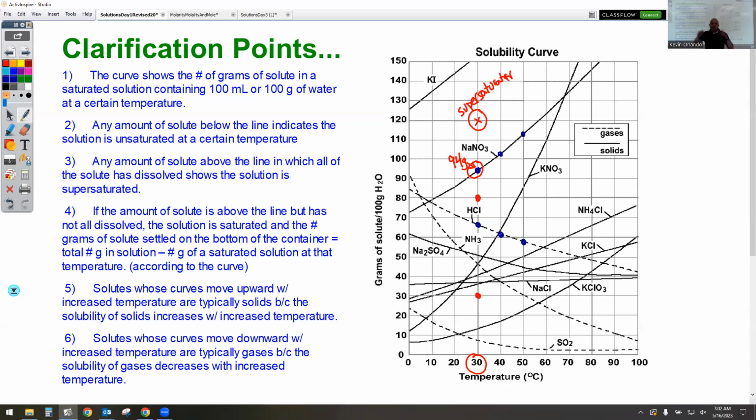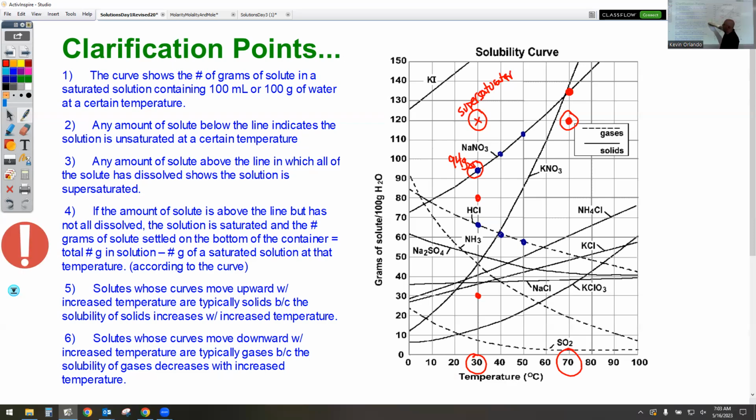Now, notice that that supersaturated point is also temperature dependent, because if I move further to the right and I increase temperature, so let's say I'm talking now about 70 degrees. If I dissolve 120 grams of sodium nitrate at 70 degrees, now I'm below the line. The line for sodium nitrate when I reach 70 degrees is now way up here. So this point of 120 is actually now creating an unsaturated solution. So whether you have a saturated solution or an unsaturated solution or a supersaturated solution is completely dependent on the substance that you're talking about and what temperature you're looking at.